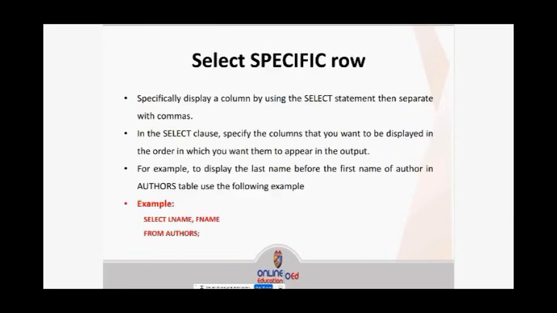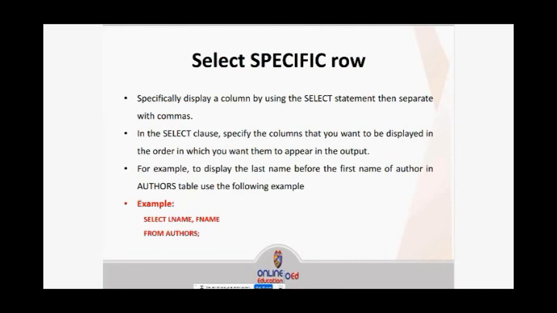Okay, next, select specific rows. I think this is a typographical error because it should be select specific columns. If you will recall, class, we already tried this statement a couple of times. If you want to filter, or specifically display a column, you can do so by typing the select statement, then calling the column names separated by commas. In the select clause, specify the columns that you want to be displayed in the order in which you want them to appear in the output.